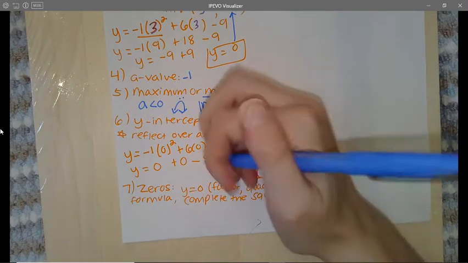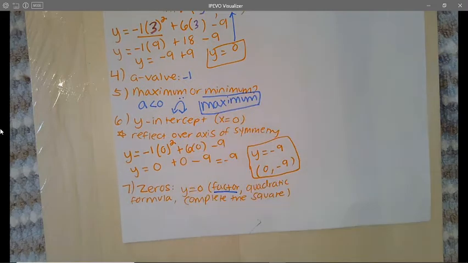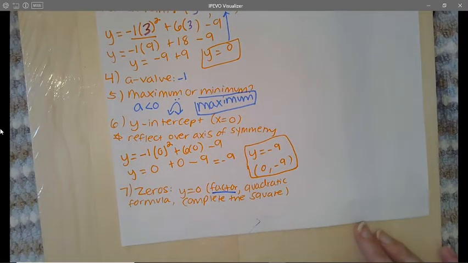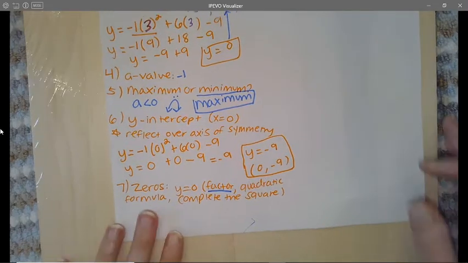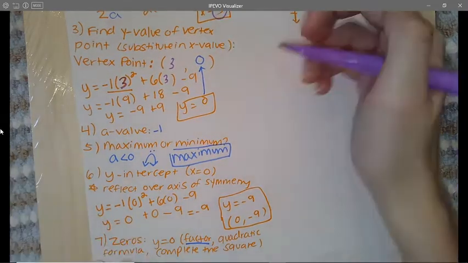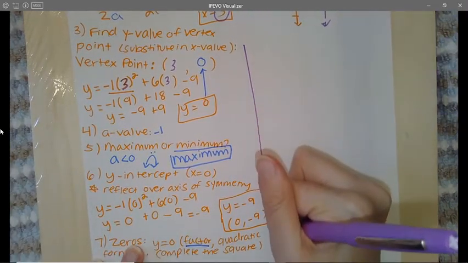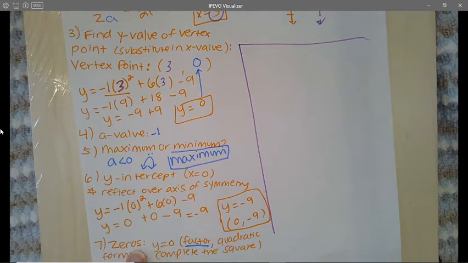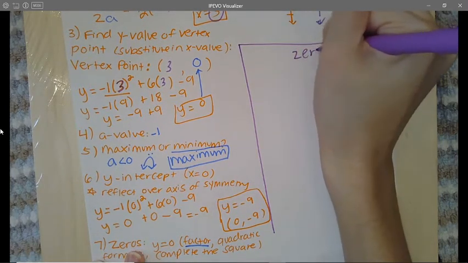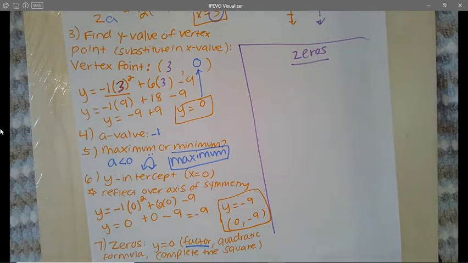I'm personally going to choose factoring. I personally like factoring the best. It's a little faster, but sometimes it doesn't work. So I'm going to see if factoring works, and if it doesn't, then I'll have to try a different way to find the zeros. I'm going to divide this off right here because I didn't save enough space, so I'm going to find my zeros up here.